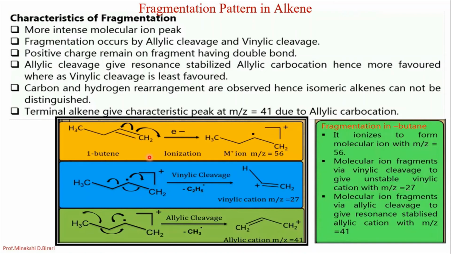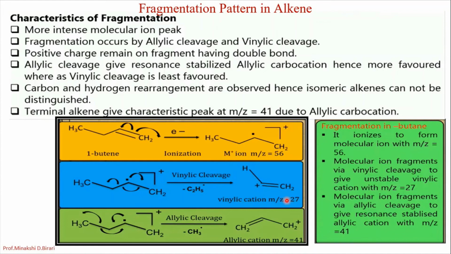So 1-butene, first step, undergo the ionization. There is a formation of molecular ion and the peak is observed at 56. So first of all, ionization, formation of molecular ion peak M by Z 56. Then vinylic cleavage, if you observe the vinylic cleavage, there is a loss of C2H5 radical and we get the formation of vinylic cation at M by Z 27.